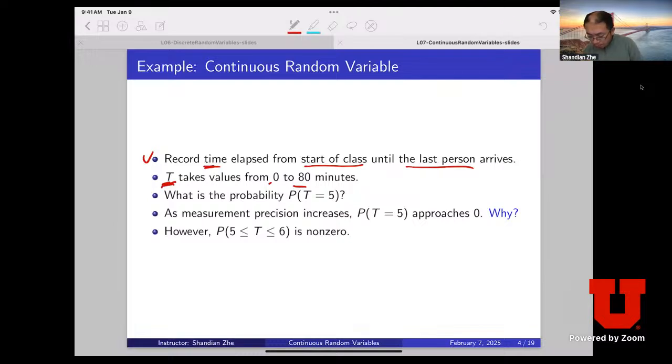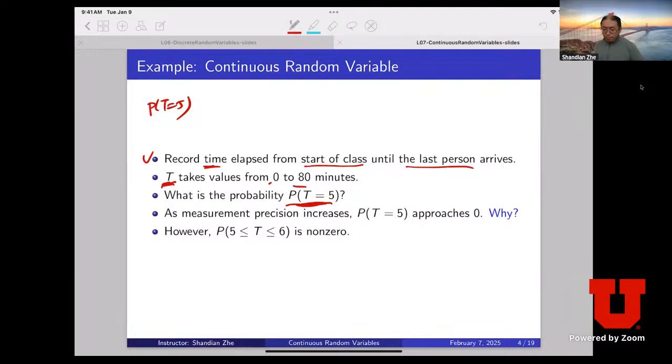Now if we want to look at the probability of t equals 5, right? So t here, we haven't talked about it, it's not a random variable. It's just what you observe. It's like you see the heads or you see the tails, or you look at the temperature reading, right? And you want to look at the probability that the last person comes to the class 5 minutes after the starting of the class. So we want to look at the probability of t equals 5.